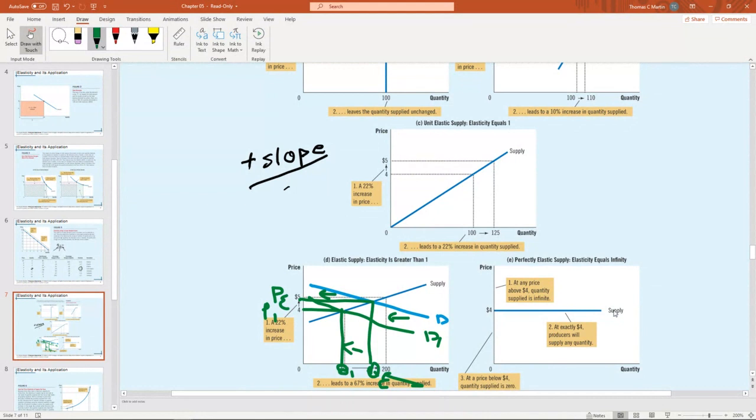So when we look at responsiveness of X to Y and supply in this perfect elasticity situation, it's very responsive because it goes from infinity to 0. That's highly responsive.